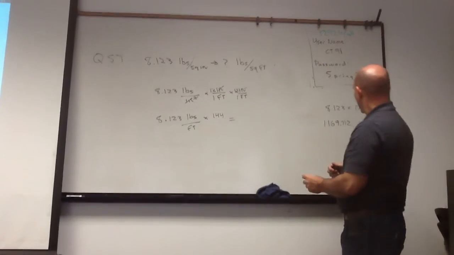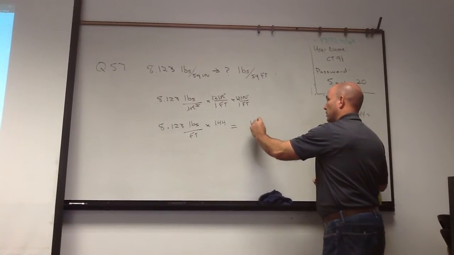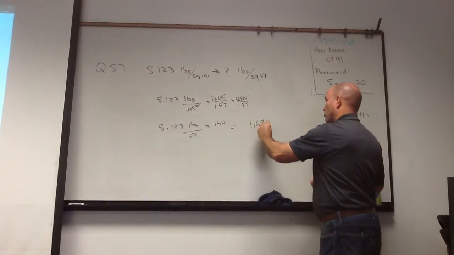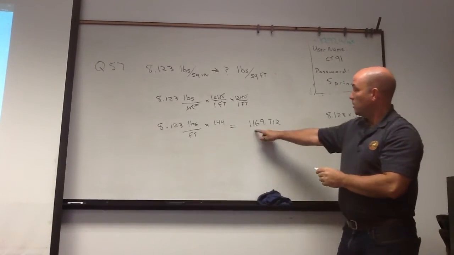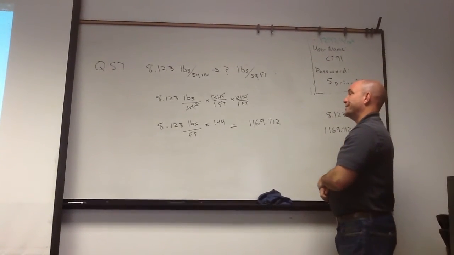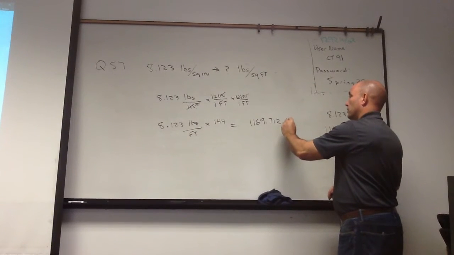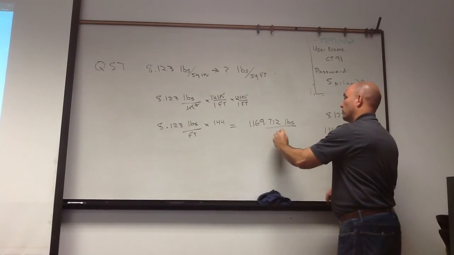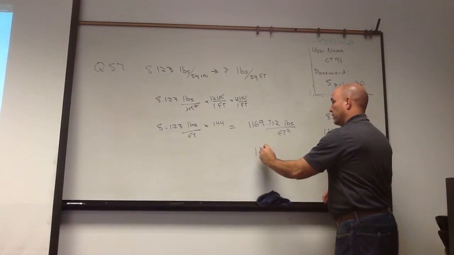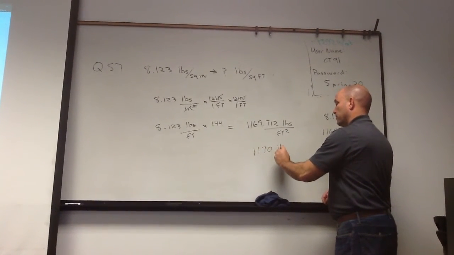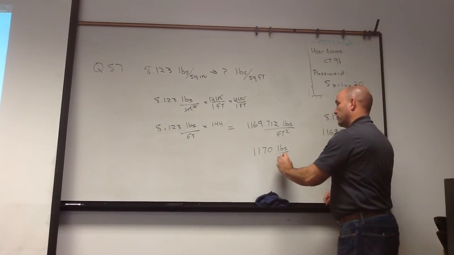And I did this ahead of time. I don't want you to think that I'm that much of a genius. But it should come out to 1169.712 pounds per square foot, and I'm just going to call it 1170 pounds per foot squared.